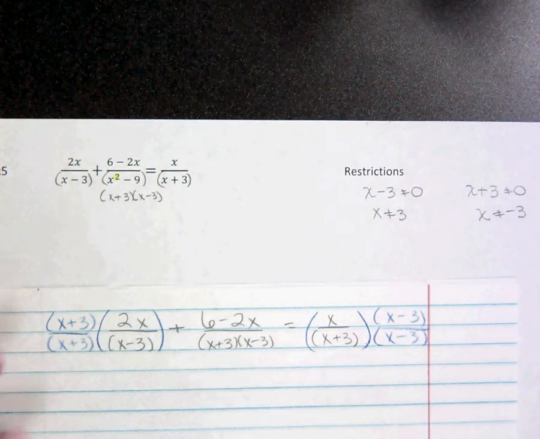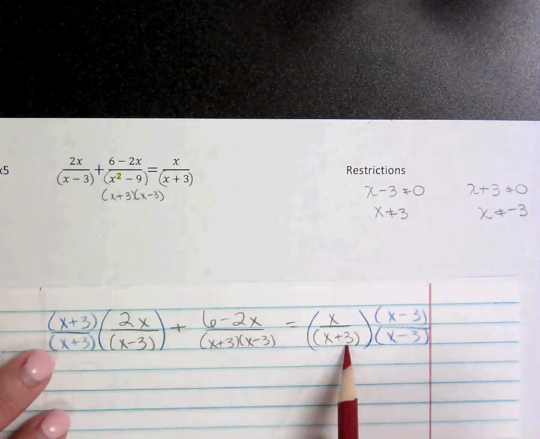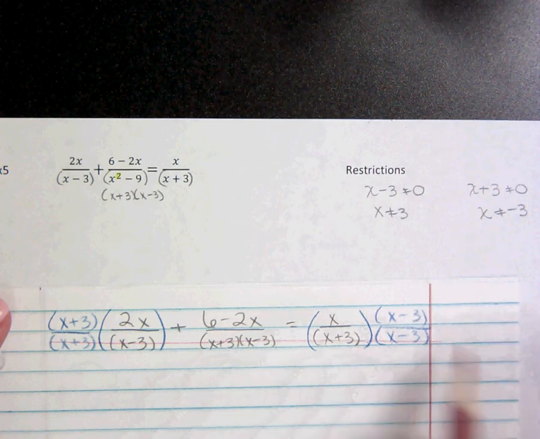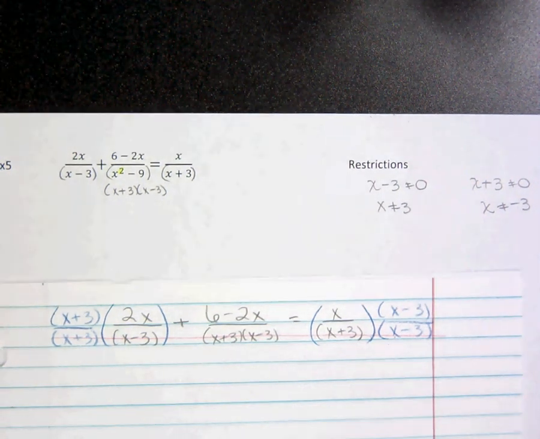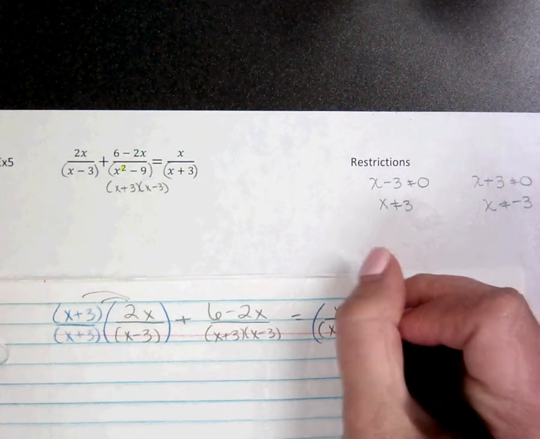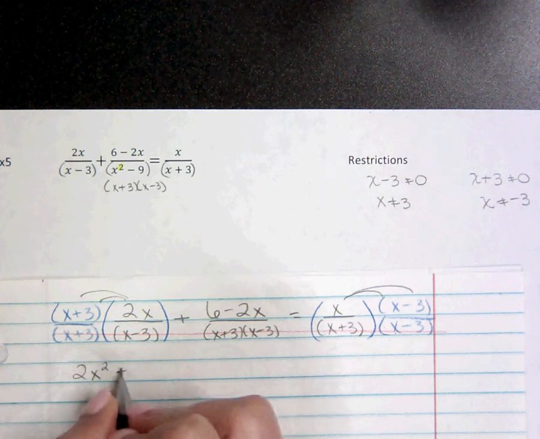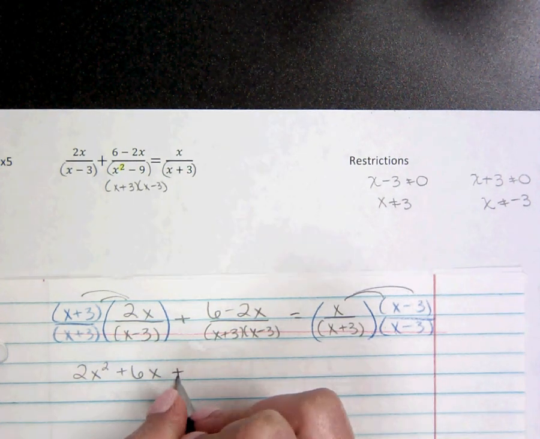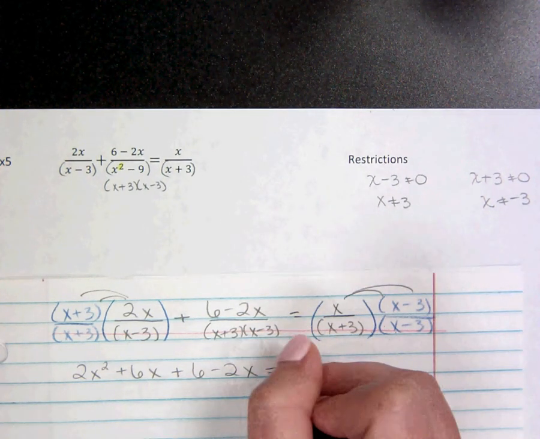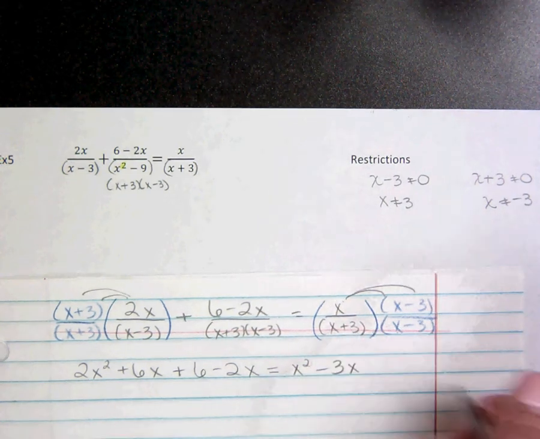Once you're visually sure that they all have common denominators, they all have x plus 3, they all have x minus 3, then you can ignore the denominator. We're going to have a little bit of work to do up top. We're going to have to distribute that. That's going to give us 2x squared plus 6x plus, this just stays the same, 6 minus 2x, equals x times x is x squared, minus 3x.